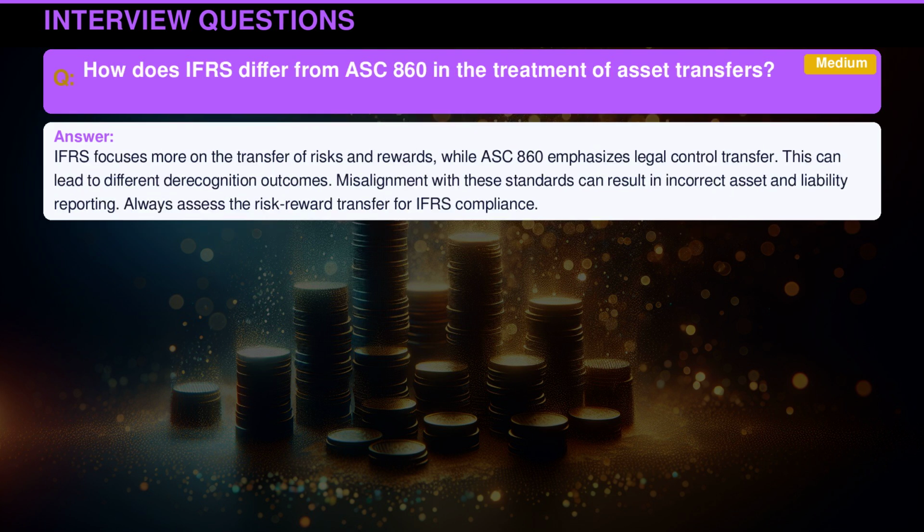International Financial Reporting Standards focus more on the transfer of risks and rewards, while ASC 860 emphasizes legal control transfer. This can lead to different derecognition outcomes. Misalignment with these standards can result in incorrect asset and liability reporting. Always assess the risk-reward transfer for International Financial Reporting Standards compliance.